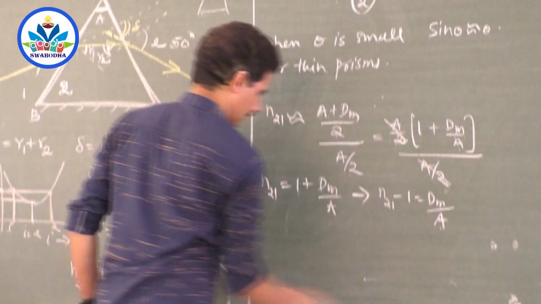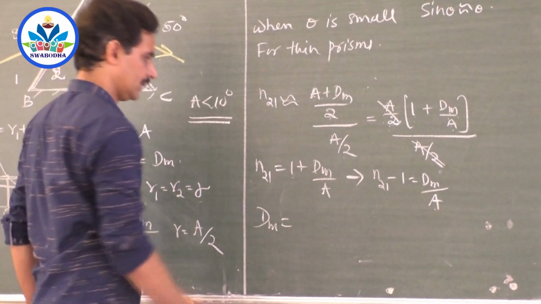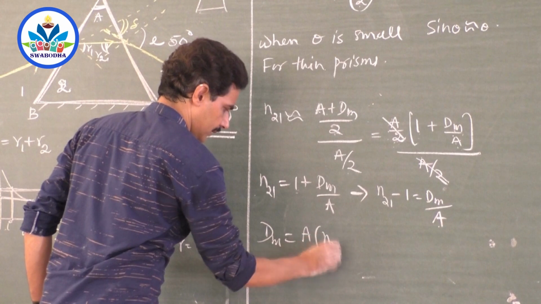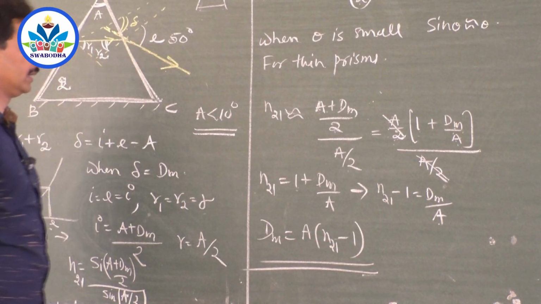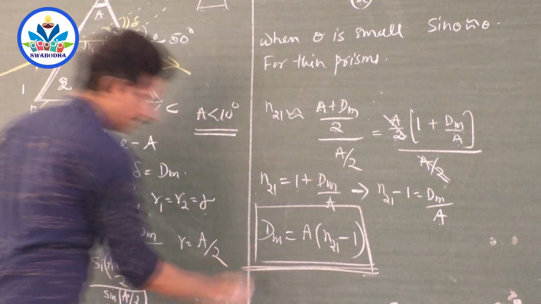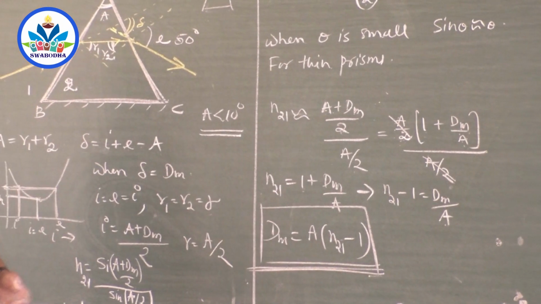What is dm equal to? dm, the angle of minimum deviation in a thin prism, is A into (n21 minus 1). This is the equation for the angle of deviation of a thin prism. This may be asked for the exam. What is a thin prism? Obtain an expression for deviation of a thin prism.